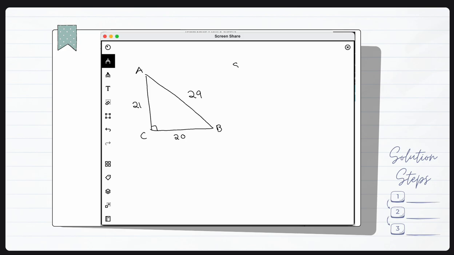So we're going to need to remember SOHCAHTOA. SOHCAHTOA is just a quick little acronym for remembering sine, cosine, and tangent. In this case, we just need to know what sine is. Sine equals the opposite side over the hypotenuse. And remember, the hypotenuse is the longest side. In this case, we're looking for the ratio that's equivalent to sine B.